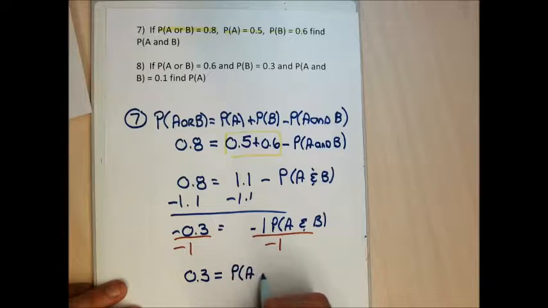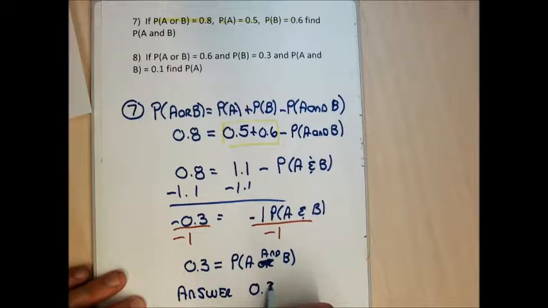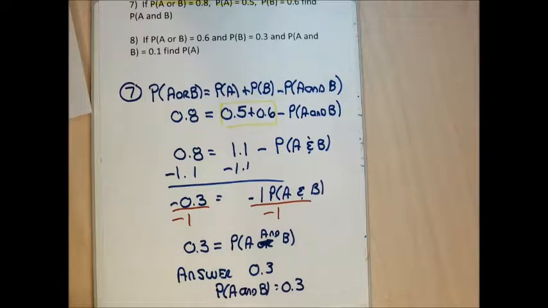Let me write the word down. And B. So my answer for number 7, I can either say 0.3, or if I want to, I could say the probability of A and B equals 0.3. Then both would be correct for problem 7.